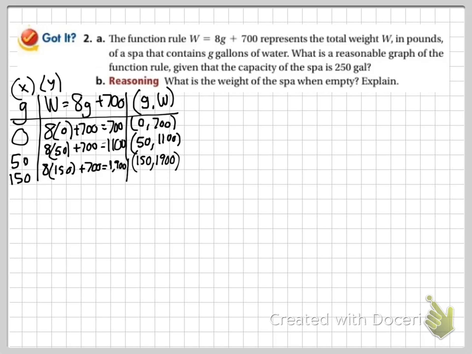And finally, I'll plug in 250 because that's my maximum. So 8 times 250 plus 700. 8 times 250 is 2,000 plus the 700 gives me 2,700. So 250, comma, 2,700. Okay, and now I'll draw my graph.